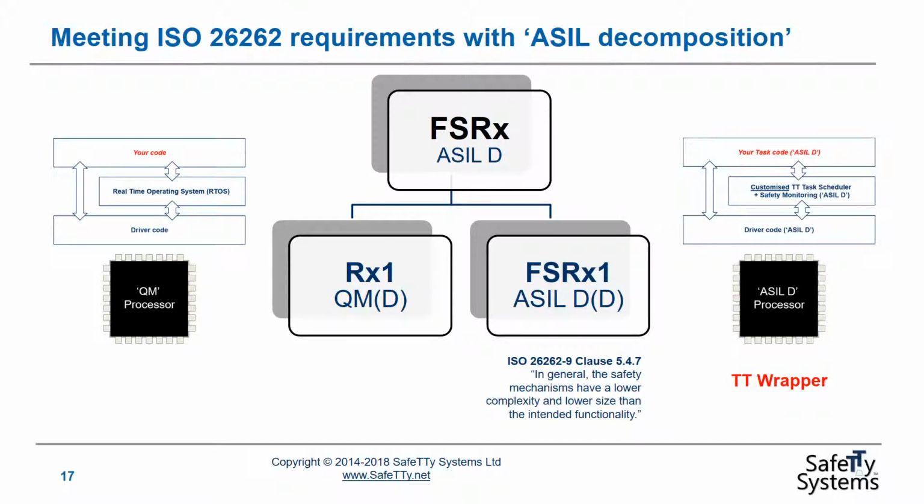So once we incorporate our TT wrapper into our system, it looks like this. We have our QM components on the left, we have our simple TT wrapper monitoring system on the right. Because the system is simple, we're achieving one of the other requirements or expectations in ISO 26262, which is that the safety mechanism will have a lower complexity and lower size than the intended functionality. And that is one of the things that we achieve with the TT wrapper in this design.